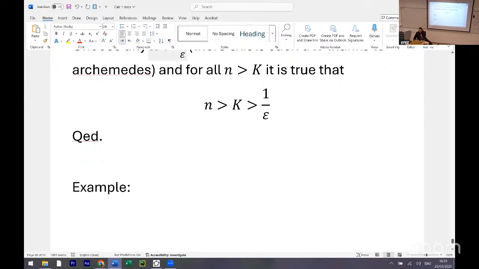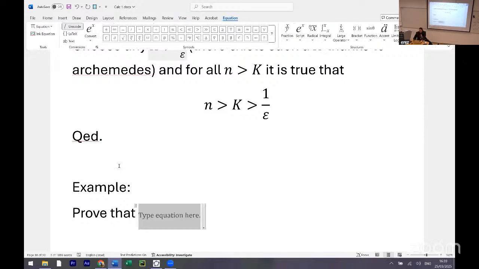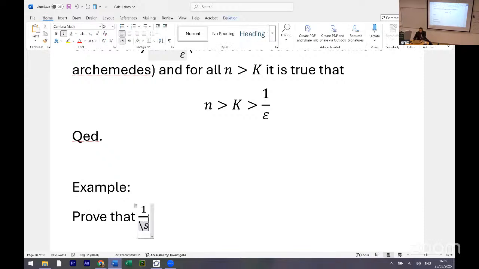Another example. Prove that 1 over ln of n, where does it tend to, in your intuition? Not e, not at all. n is a large number, right? Zero. It's 0. It's 1 over infinity.